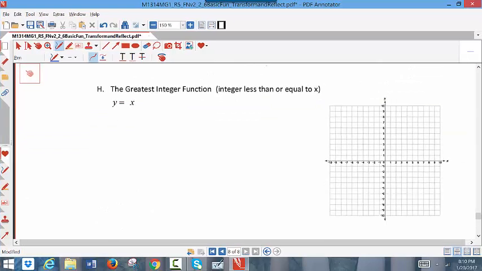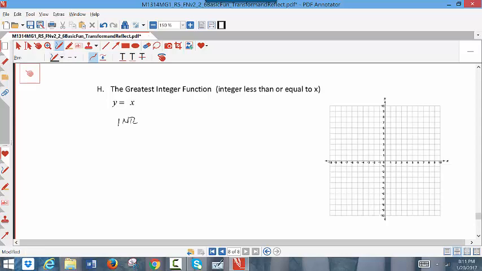Okay, now we have this unusual function. We're through doing all of our transformations. And now we have this unusual function called the greatest integer function. So before we talk about a greatest integer function, I need to remind you what an integer is.